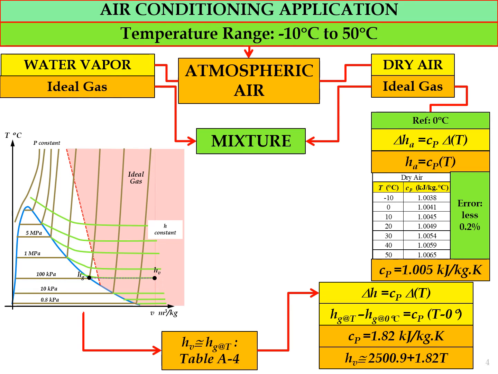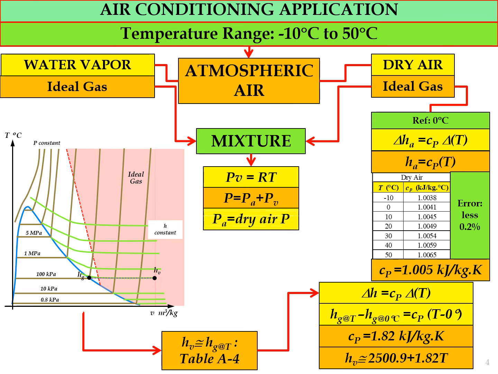And since the air condition is a mixture of dry air and water vapor, we can use the ideal gas law, PV equals RT, and the pressure of the atmospheric air or the conditioned air is P equals PA plus PV, where PA is the pressure of the dry air and PV is the pressure of the water vapor.